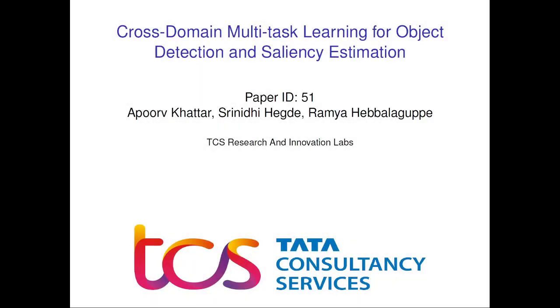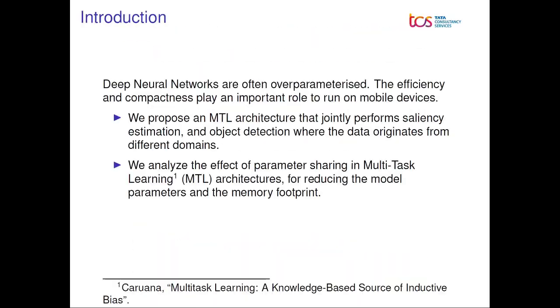Cross-domain multitask learning for object detection and saliency estimation. In spite of state-of-the-art performance of deep neural networks, DNNs are often over-parameterized. The efficiency and compactness play an important role in order to run these models on mobile devices.